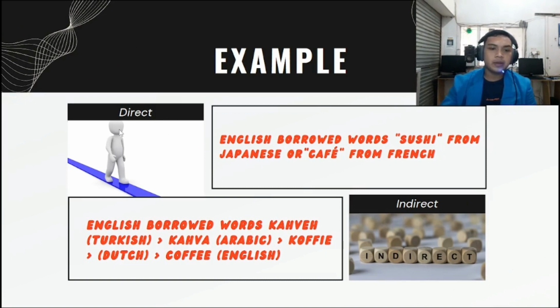For the example of direct borrowing, English borrowed the word sushi from Japanese, or cafe from French. And next is the example of indirect borrowing. English borrowed the word kafe from Turkish, kafe from Arabic, coffee from Dutch, coffee from English.